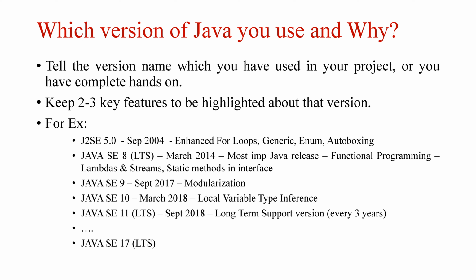Right? So one of the most important Java releases, as you know, is Java SE 8, which is an LTS, where LTS stands for long-term support. It was released in March 2014, and most of the interviews these days expect you to know at least Java 8. Some of the important features in that release were functional programming, lambdas, streams, and static methods in interfaces. Apart from that, there was Java SE 9, SE 10, and one of the more important was Java SE 11 also, because that was also long-term support.